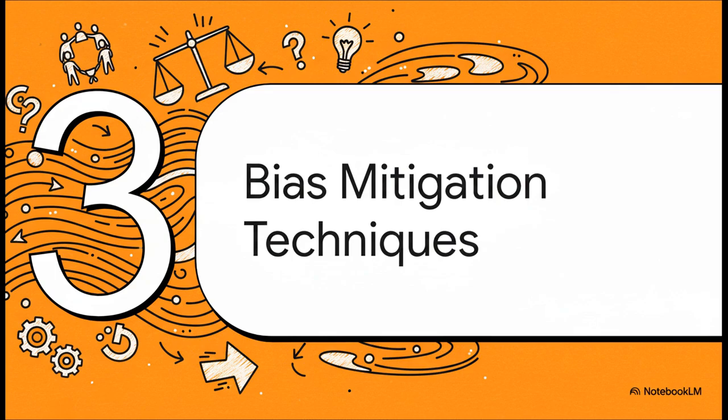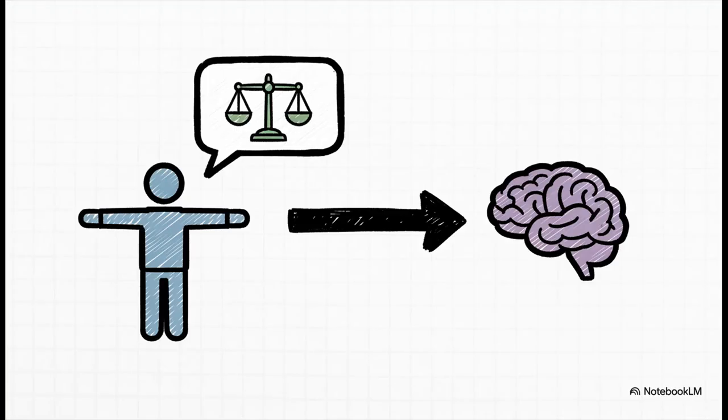Okay, so that's the theory. How do we actually do it? Let's get practical and look at some simple techniques you can use to write fairer prompts and push the AI in a better direction. All right, technique number 1. This one's the most straightforward. You have to be explicit with your instructions. Seriously, you can't just assume the AI understands what fair or unbiased means. You have to spell it out.